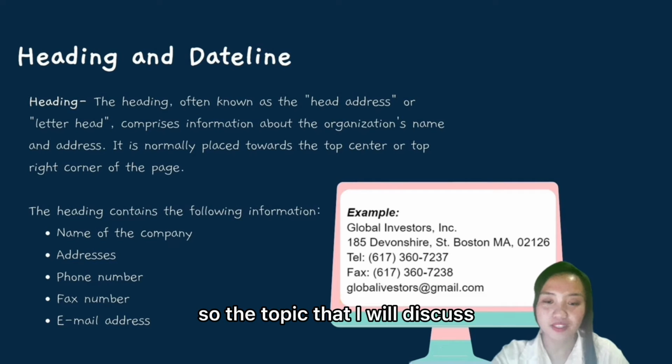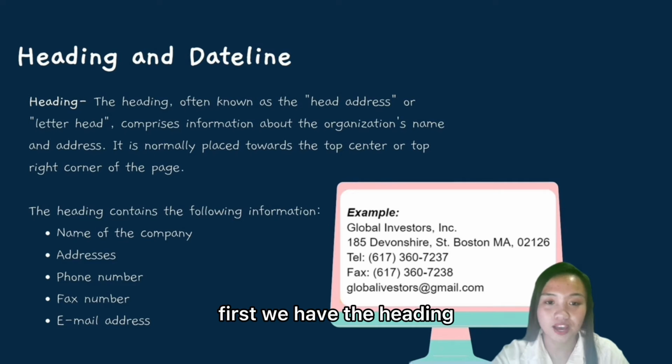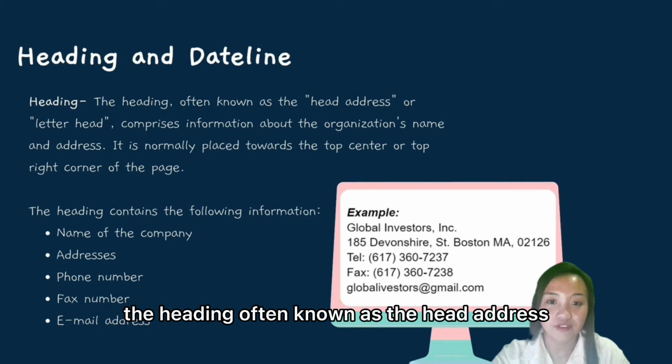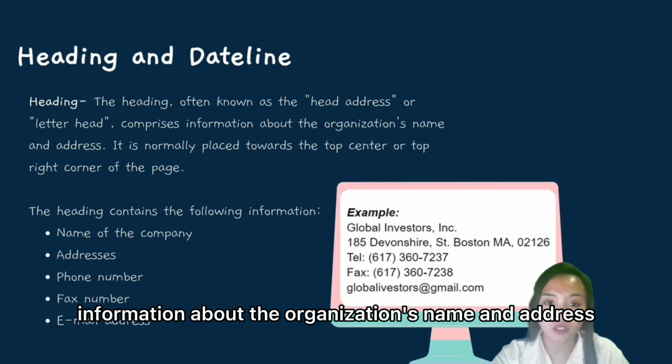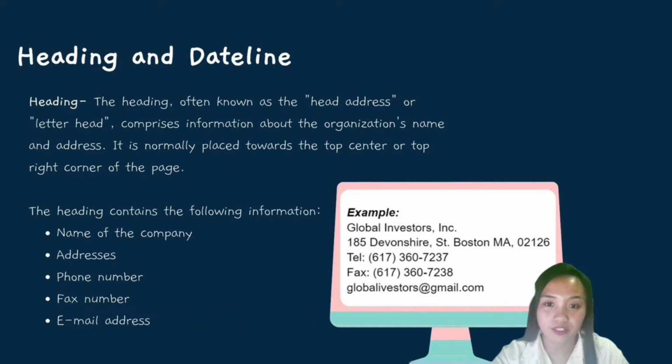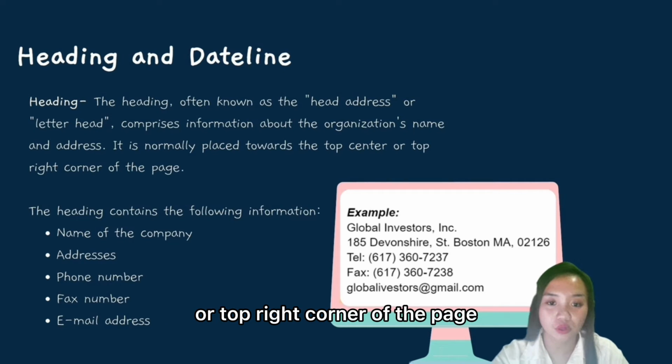So the topic that I will discuss are the basic parts of a business letter. First, we have the heading. The heading, often known as the head address or the letter head. It comprises information about the organization's name and address. It is normally placed towards the top center or top right corner of the page.